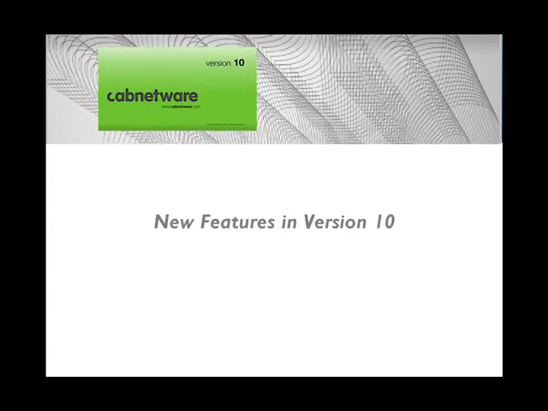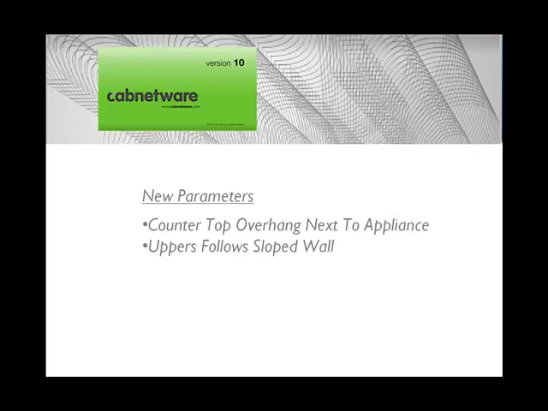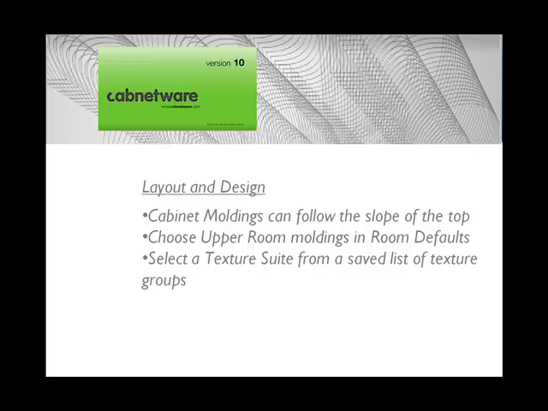This webcast is on the new features in version 10. New parameters: countertop overhang next to appliance, uppers follow sloped wall. Layout and design: cabinet moldings can follow the slope of the top. Choose upper room moldings in room defaults. Select a texture suite from a saved list of texture groups.